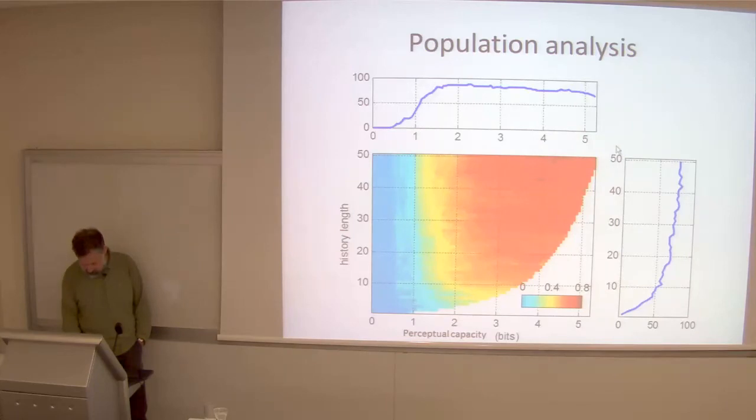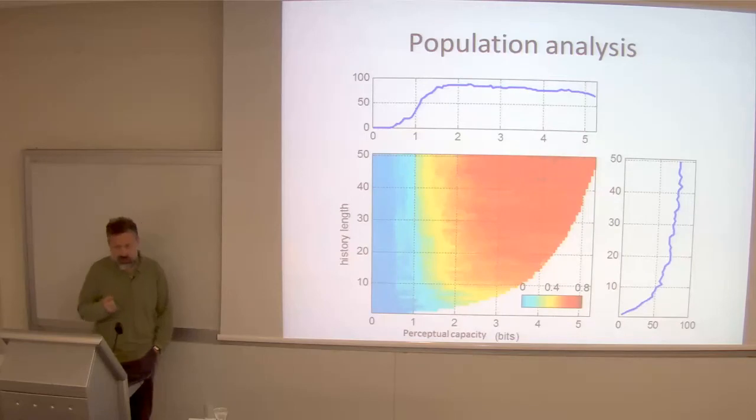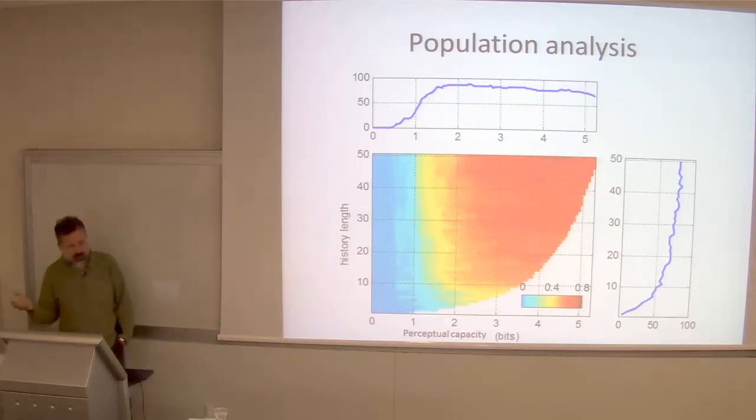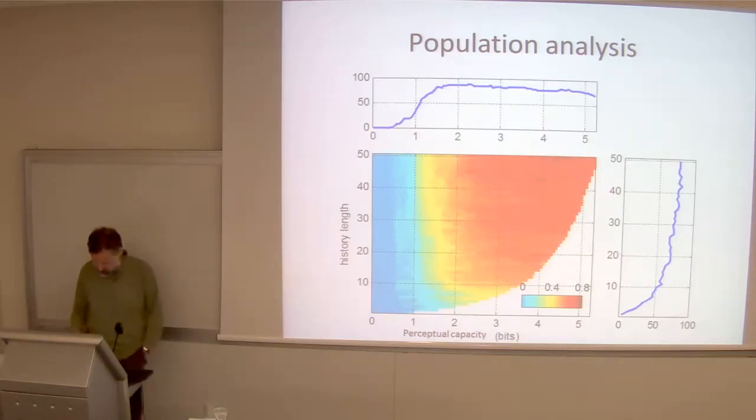They would have a memory capacity of between 1 and 2 bits. That's enough in order to account for the responses of the neurons. So the neurons remember a lot of the past, but they remember it coarsely. That's the conclusion of this part of the talk.